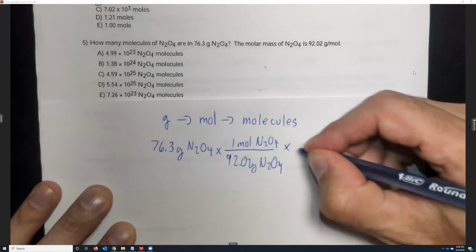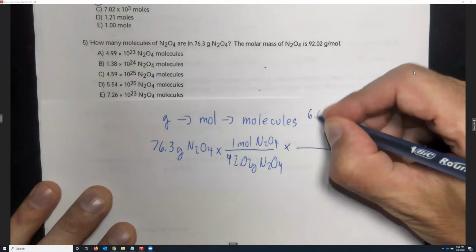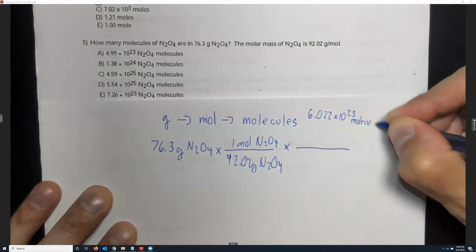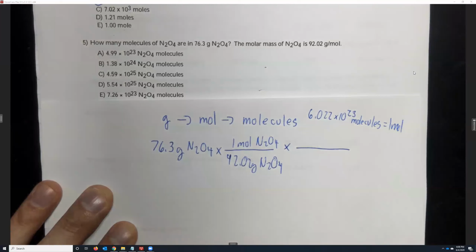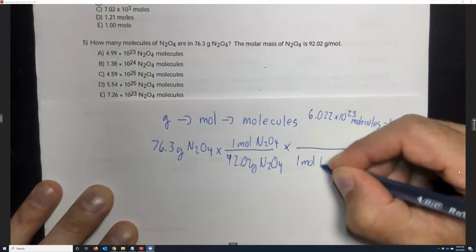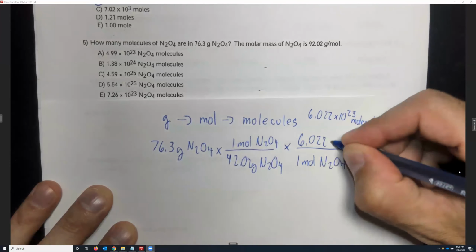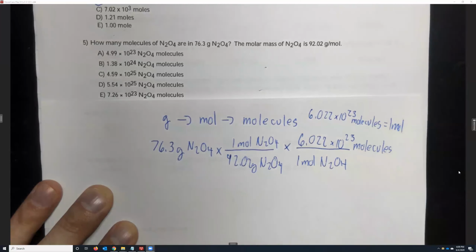Then we want to convert it to molecules. And here's where we use Avogadro's number. So remember that 6.022 times 10 to the 23 molecules of, in this case, N2O4 equals 1 mole of, in this case, N2O4. So where do we want to put these things? Well, I want moles of N2O4 to cancel out. So I'm going to put 1 mole of N2O4 on the bottom, and the 6.022 times 10 to the 23rd molecules of N2O4 on the top.